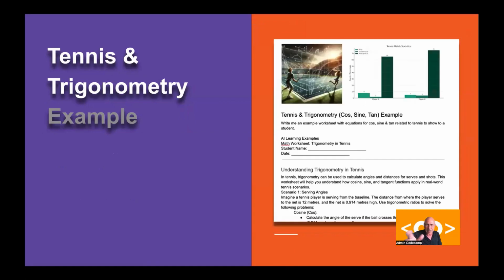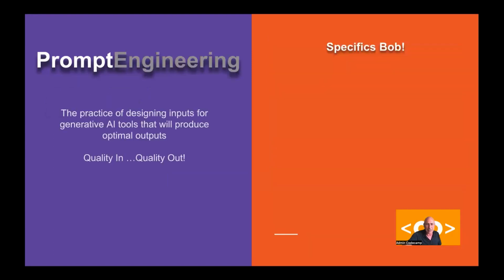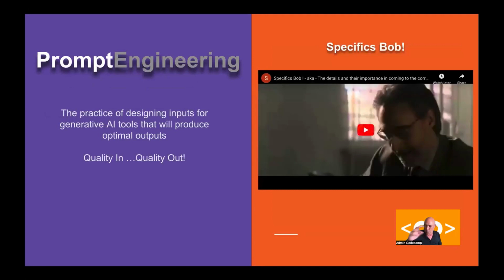It's fantastic. Tennis and trigonometry related to passions, golf and Python. It will print code for you if you're a digital technology teacher. Great for problem solving, debugging, all that sort of stuff. Prompt engineering. So where to start with this stuff? How to get the most out of the AI really depends on what you put in. So you've got to be really, really specific. It is a bit of a craft, so it's good that you're starting now.